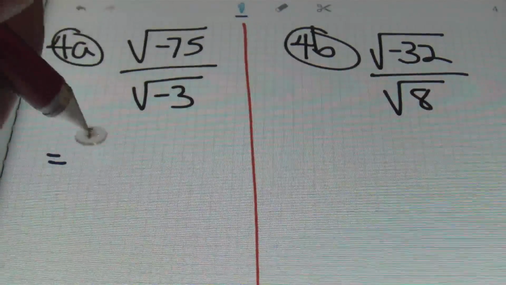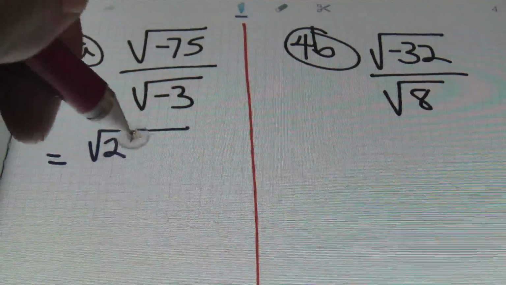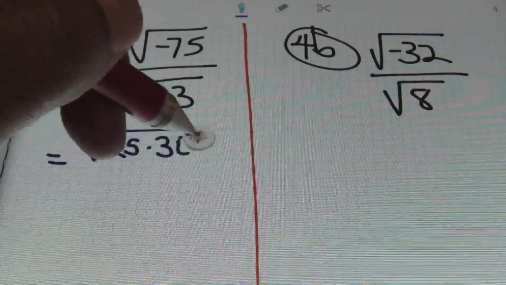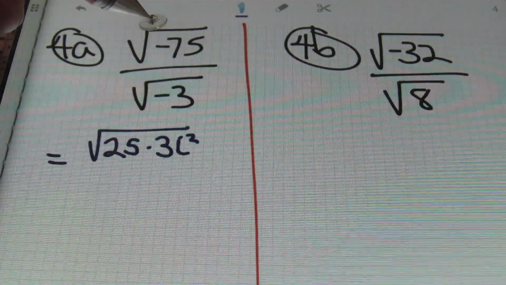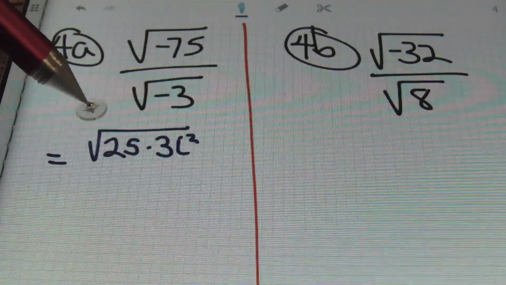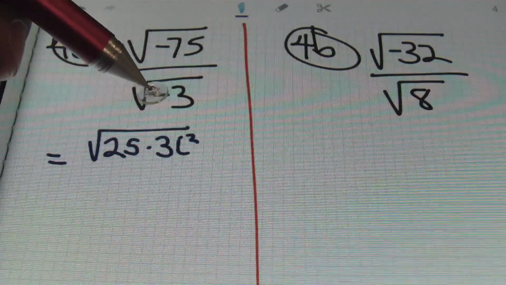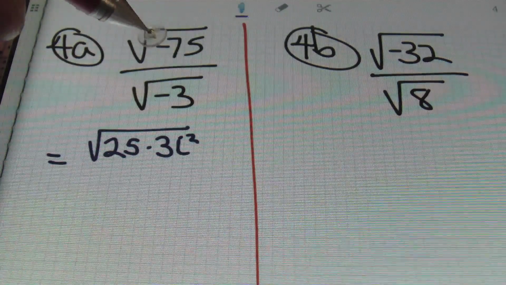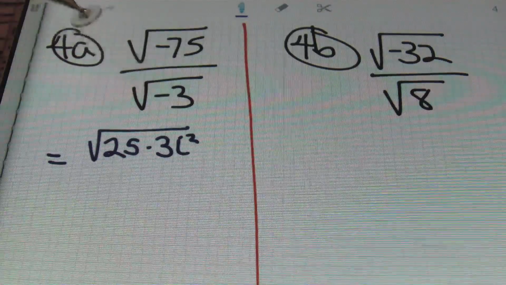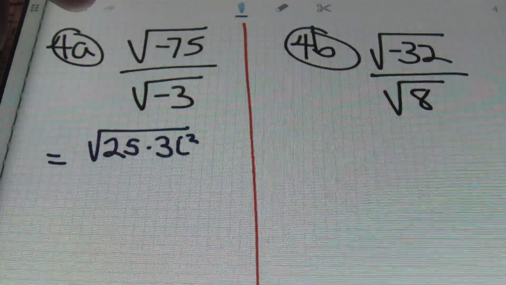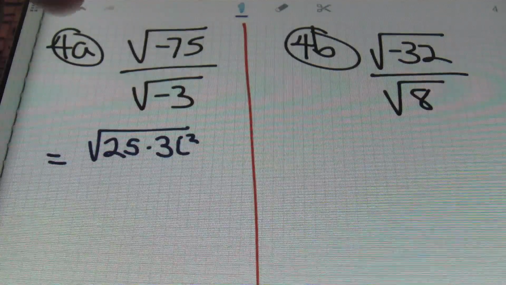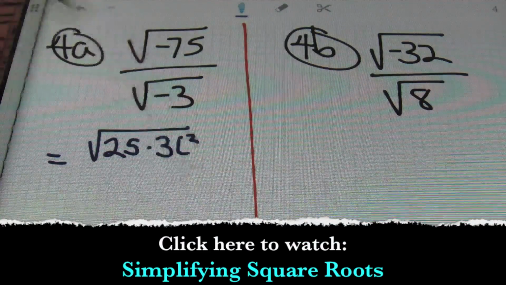So I'm going to rewrite this as the square root of 25 times 3i squared, all right? So I'm recognizing that I have the largest perfect square of 25 within 75, so that's why I broke it up into 25 times 3, and of course our negative value becomes i squared. So that's what I have right there. If you need help simplifying square roots, go ahead and check out our video called Simplifying Square Roots. I'll go ahead and put a link right here at the bottom.